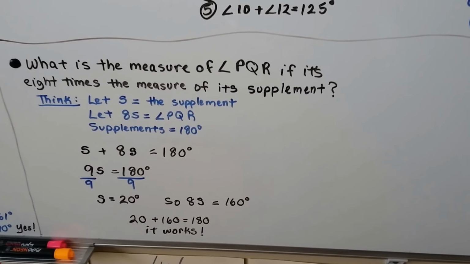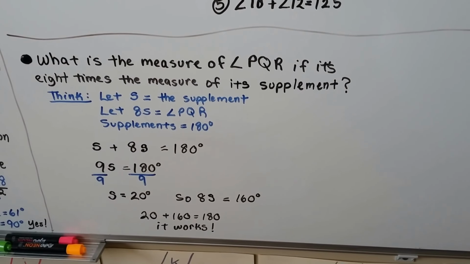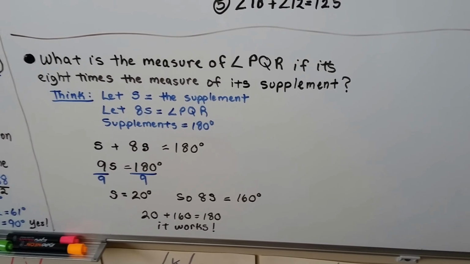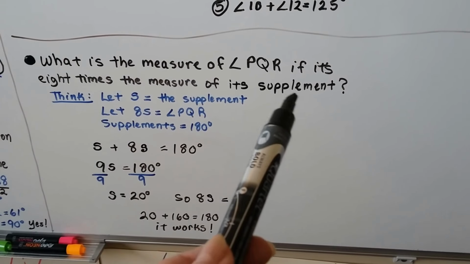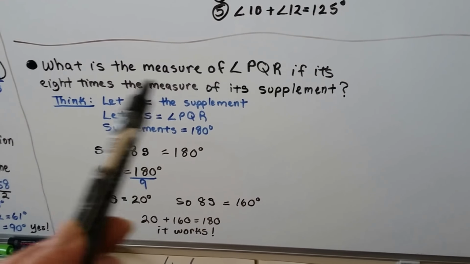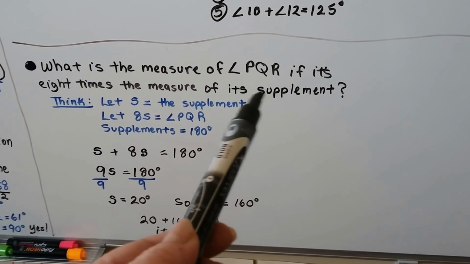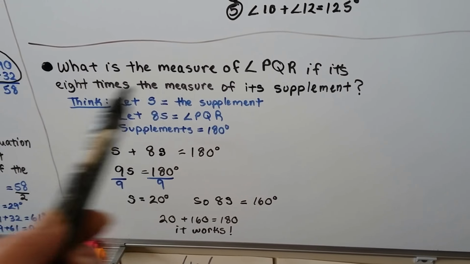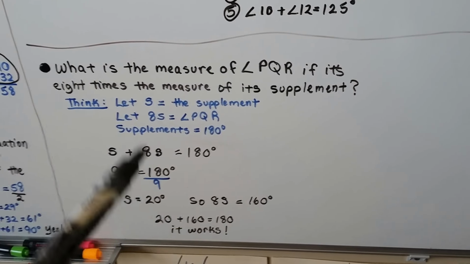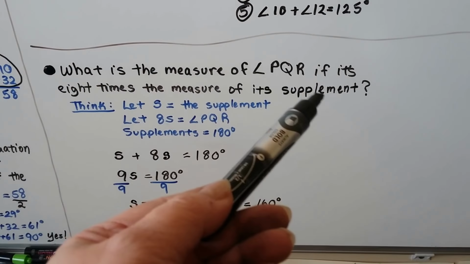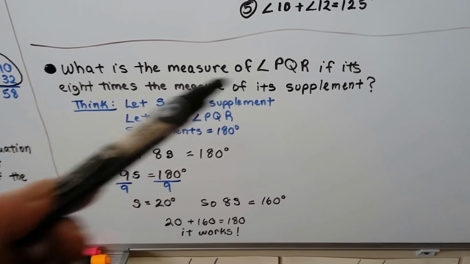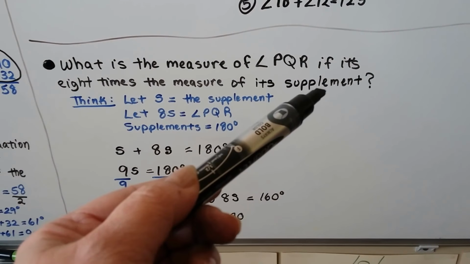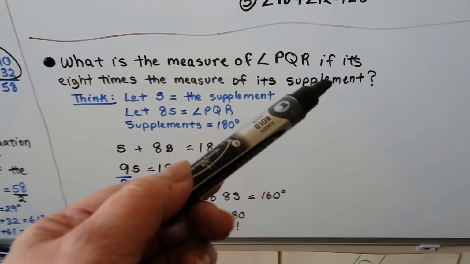Now we have, what is the measure of angle PQR if it's 8 times the measure of its supplement? That's a clue. We know that this angle has to equal 180 degrees with the other one because there are 2 angles that are supplementary. So we think, all right, we're talking about supplements, and it says that this one is 8 times the measure of its supplement. So that's going to be an angle, that supplement, isn't it?